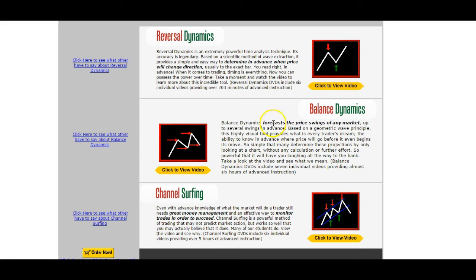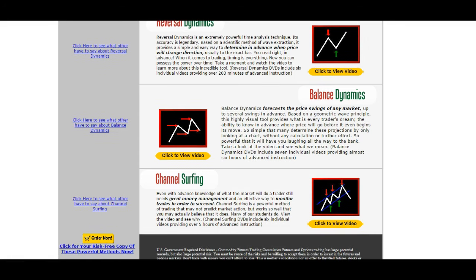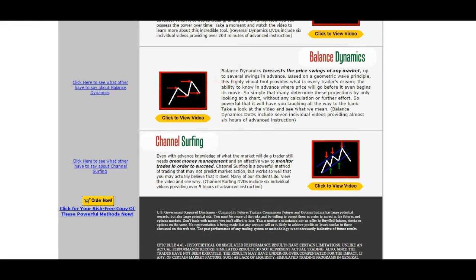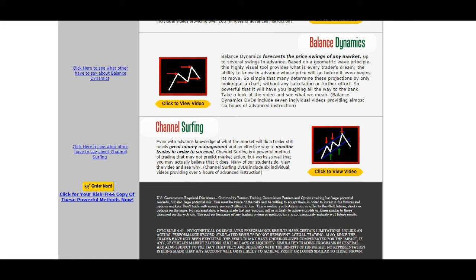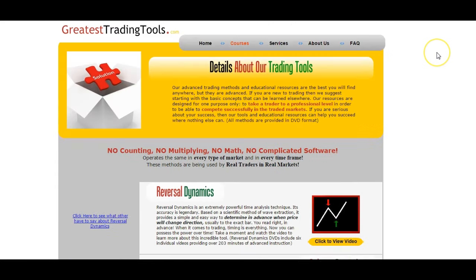Balance Dynamics, finding the balance points of each wave, and finding, again, reversal bars. And then Surfing the Channels, very, very nice. I remember that when I say the price doesn't reach the end or its natural point, I considered it a failure, especially when the next bar opened down, and then all you do is take that failure and wait for it to break down. Very informative, very easy, just opens your eyes to a lot of things.